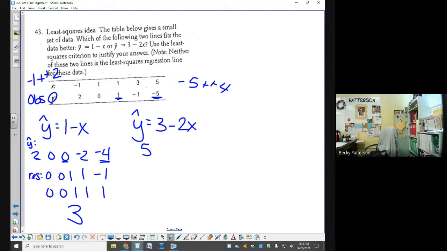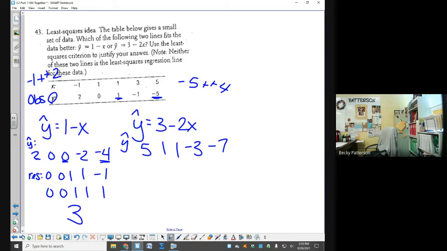Okay, now plug a 1 in. What are you going to get? 1. We'll plug a 1 in again. What am I going to get? I'm going to get a 1. Now plug a 3 in. Negative 3? Yeah. Now plug a 5 in. Negative 7? Now those are all the Y hats. Those are not residuals. Those are the Y hats.